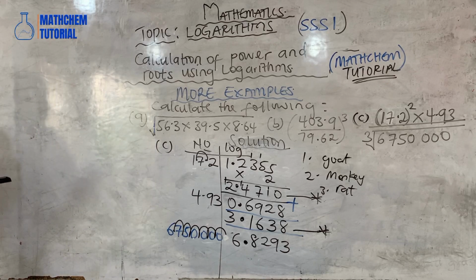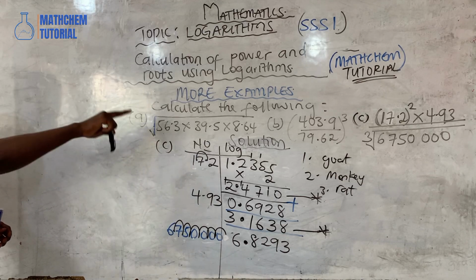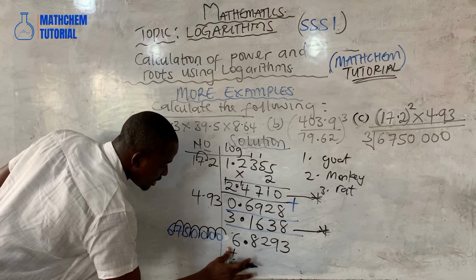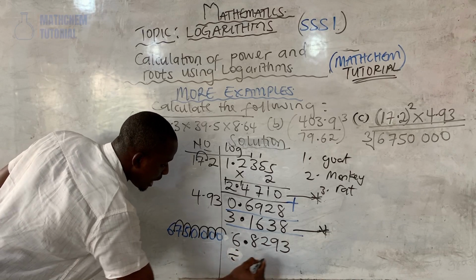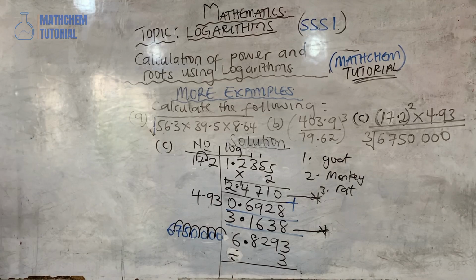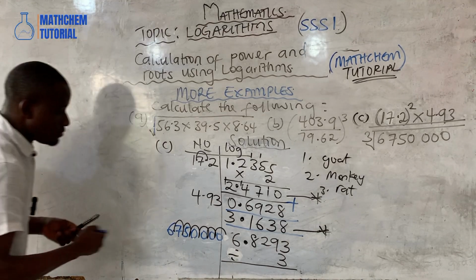6.8293 has cube roots. It has 3 roots, which is also known as cube root. So the cube root it has, what do we do to it? I will divide by 3. Remember the principle? I will divide by 3. So if I'm dividing by 3, now let's divide.